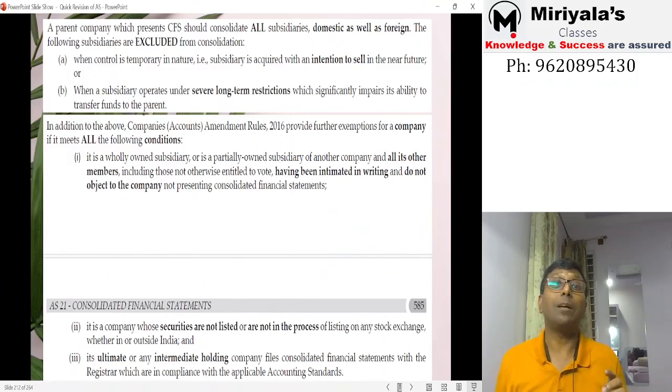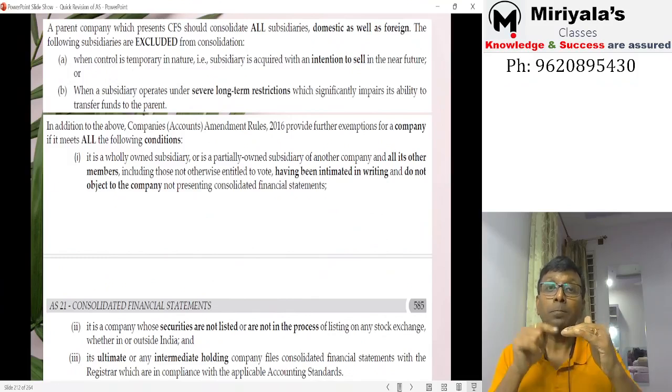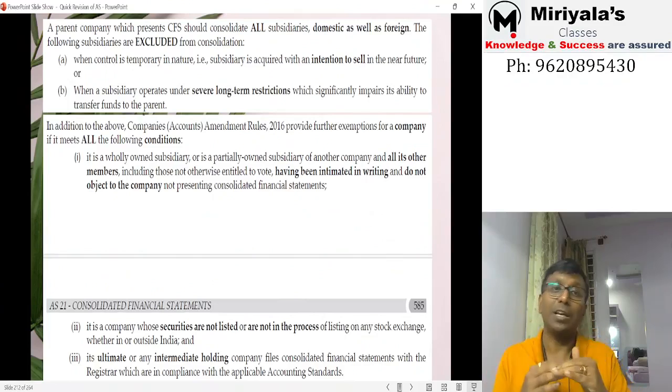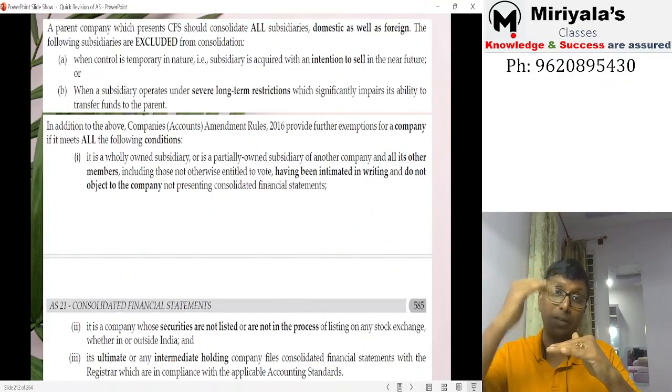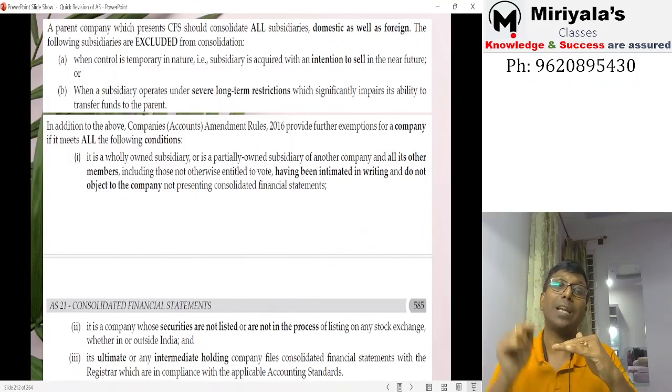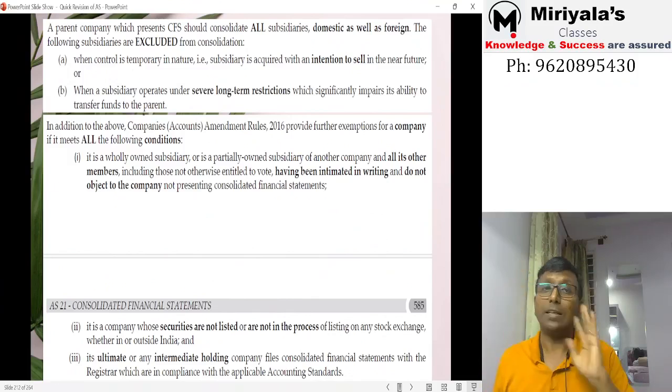And the middle company, what is it supposed to do? The middle company doesn't need to prepare, provided it is not a listed company or not in the process of listing. Also, second, the ultimate parent company, or the immediate parent company above me, whoever is there, should be preparing the consolidated financial statements, and those consolidated financial statements must be made available to the public. That is the situation.